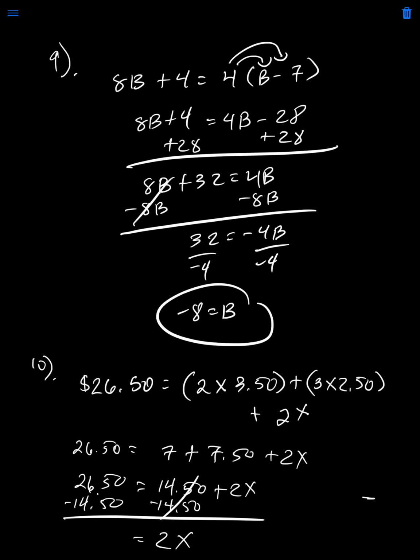2x. I subtract 14.50 on both sides. So I subtract that and I believe that's going to be 12. Yep, 12. Then divide both sides by 2. So x equals 6. So each ticket cost $6. So if you got something similar to that, you got the right answer.